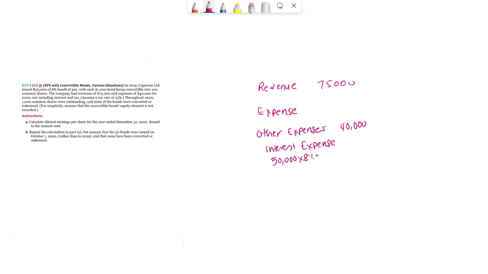We pay 8% coupon rate, multiply 3/12. How did we get that? Because they said the bond was issued on October 1st. When are we producing this financial statement? On December 31st. And how many months is there? There's 3 months in there. So in this case, my interest expense will be 1,000. So that will give me 41,000.